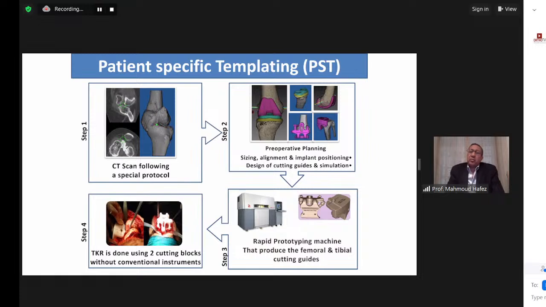And then software will automatically size the knee, as you can see here in step 2, and will position the implant according to the mechanical axis. After this complete simulation of the surgery, showing the cuts and the thickness of the cuts from the bone, from femur and tibia, it then automatically develops a template that is specific for this patient. And this template is one for the femur, one for the tibia.